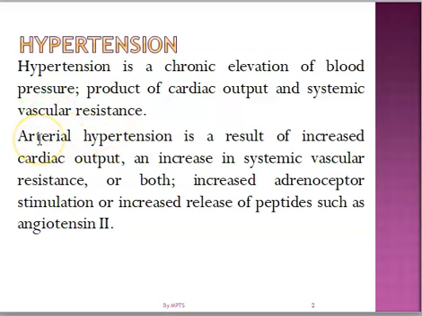Now, of course, we know that arterial hypertension is as a result of increased cardiac output, increase in systemic vascular resistance, or both. And of course, this one is coupled with increased adrenoceptor stimulation. That's why we have the beta blockers, and again is increased values of the peptides such as angiotensin 2.